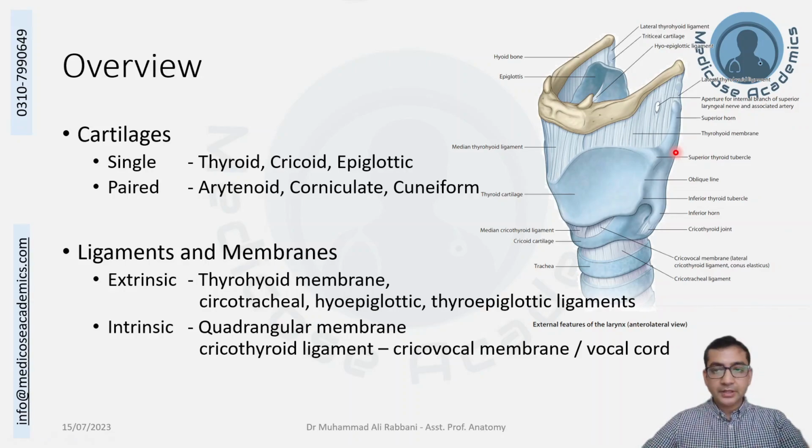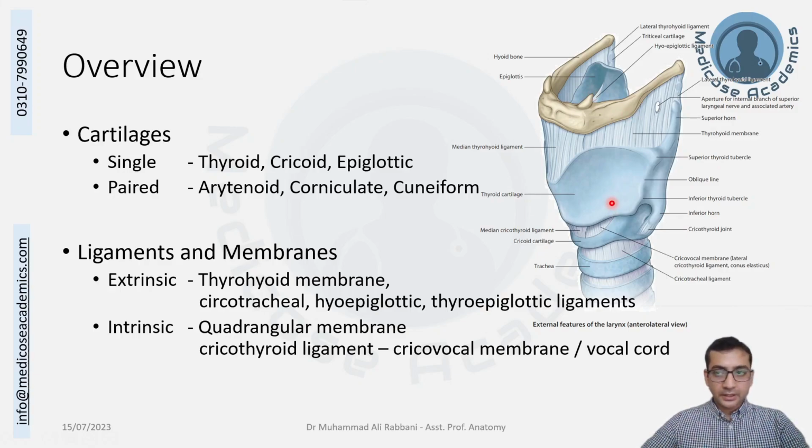These are extrinsic membranes that are joining the larynx to the external structures, and they include the thyrohyoid membrane, hyoepiglottic membrane, then there is the cricotracheal membrane, between the cricoid and trachea, and then the thyroepiglottic membrane. These are from the thyroid cartilage to the epiglottis. So these are extrinsic, and the intrinsic ones consist of two membranes: the quadrilateral membrane, and the cricothyroid and cricovocal membranes. So we will be going into the detail.